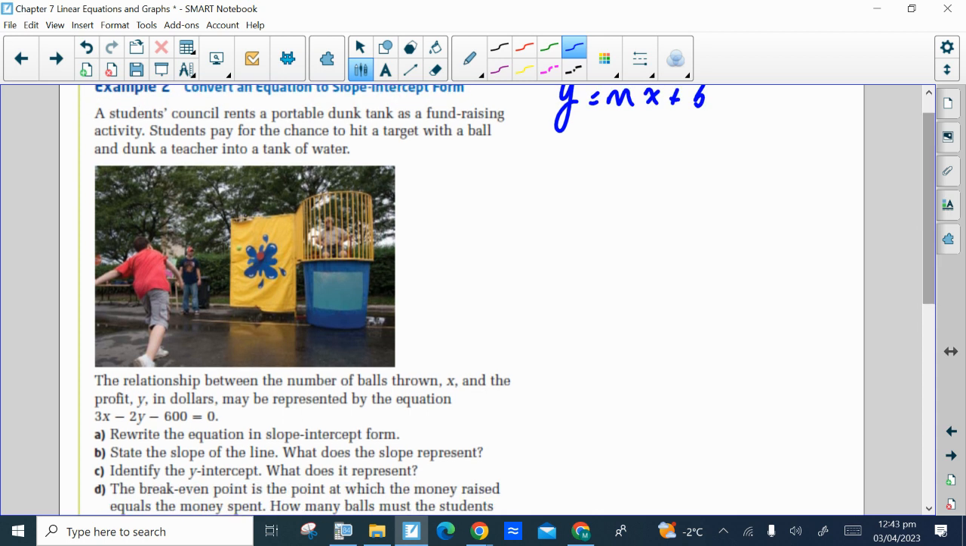Student council rents a portable dunk tank as a fundraising activity. They pay for the chance to hit a target with a ball and dunk a teacher into a tank of water. The relationship between the number of balls thrown x and the profit y can be represented by that equation. Is it a line?